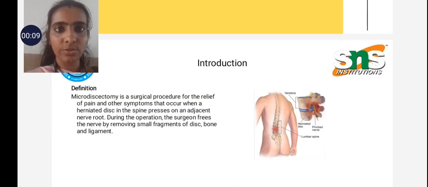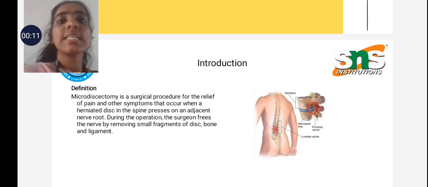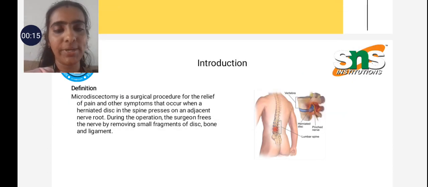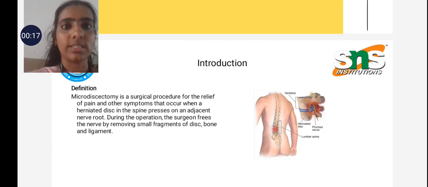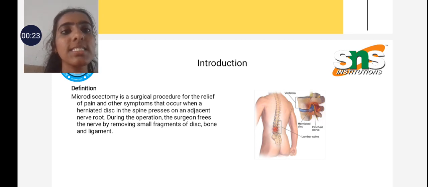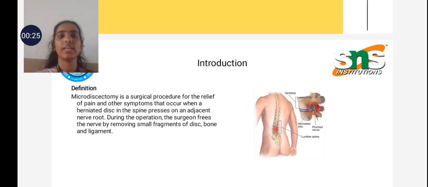So what is meant by microdiscectomy? The micro means tiny object. Discectomy denotes the disc in a vertebra, and ectomy means to cut. So microdiscectomy is one of the surgical procedures for the relief of pain and other symptoms that occur when a herniated disc in a spine presses on an adjacent nerve root. During this operation, the surgeon frees the nerve by removing small fragments of disc, bone and ligaments.